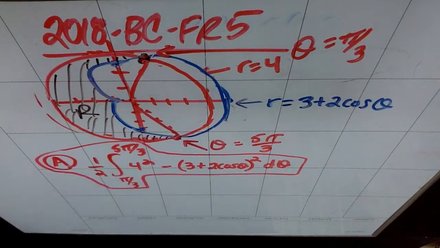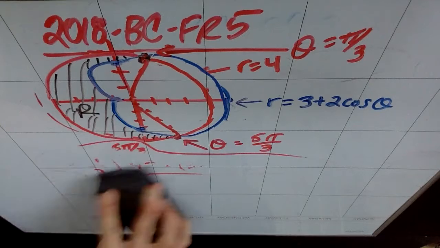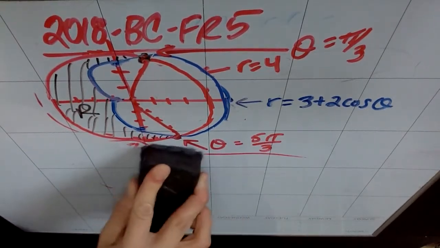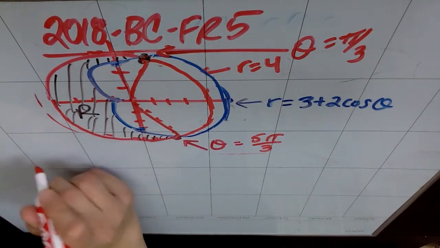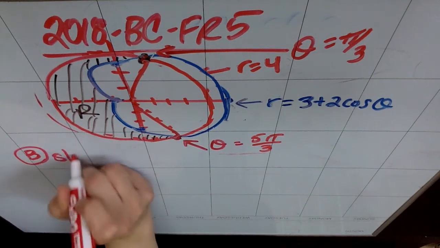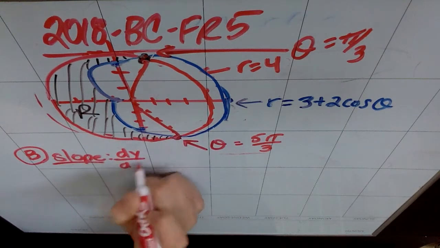Part B. Find the slope of the line tangent to the graph for r equals 3 plus 2 cosine theta at pi over 2. So at this spot right here, what's the slope of the tangent line? So forever and always in the rest of math, slope is always change in y over change in x. So in order to find my slope, I need to find the x and y terms, right? So slope, when we go to do part B, is always change in y over change in x.